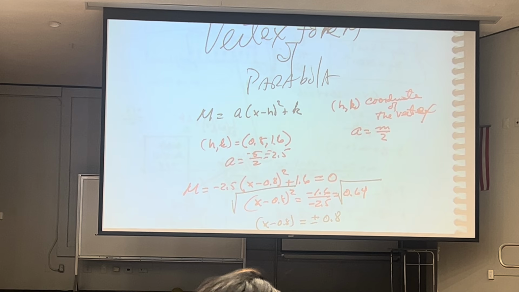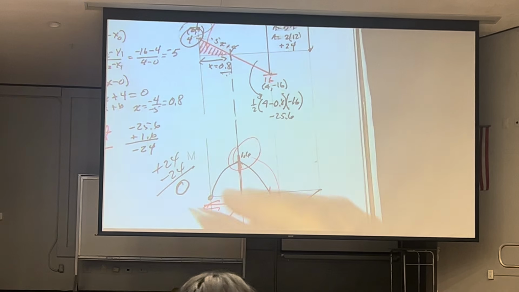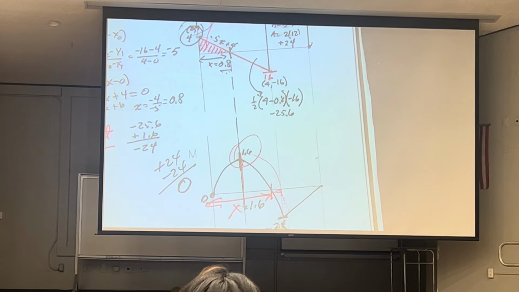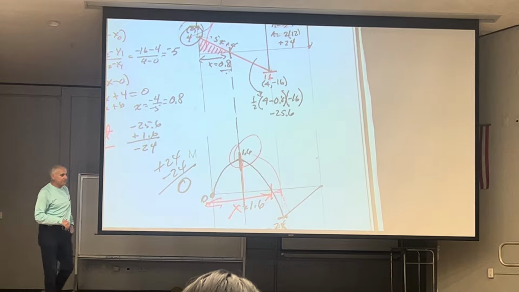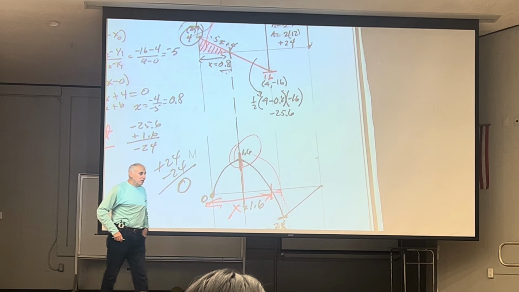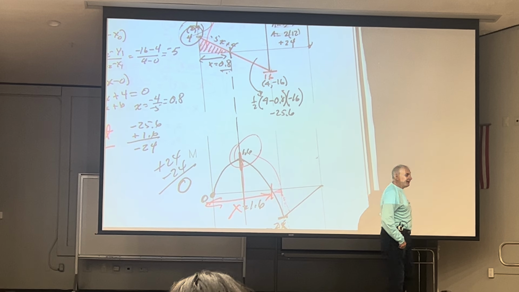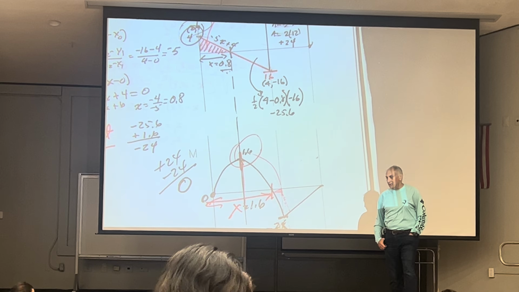So you just found that the parabola starts at 0 and it crosses over here at 1.6. It crosses at 0, which is the initial, and it crosses at 1.6. That is using the vertex form of the parabola to find where it crosses.